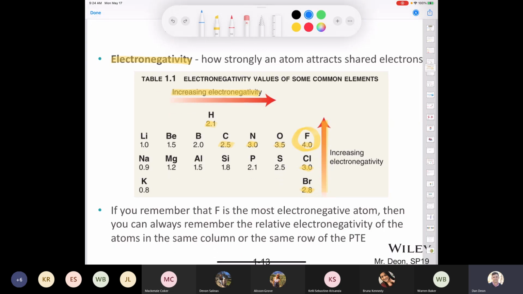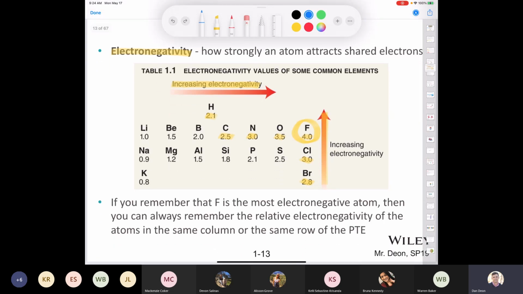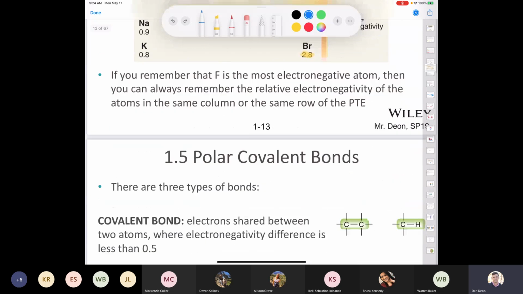So again, just some quick rules about how to help you memorize the electronegativity of some of the elements that are going to come up over and over and over in this class. And again, I recommend, and when I say recommend, I mean I want you to memorize the ones that I have highlighted in yellow.